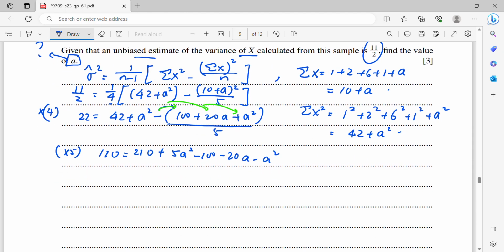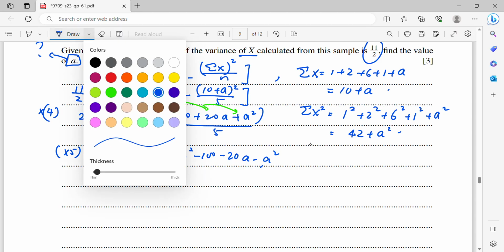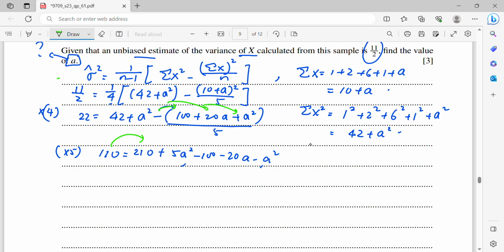Then now I rearrange. Okay, you see here is 5a squared minus a squared. I will be getting positive a squared on the right hand side. So it means that I will move this 110 to the right hand side and get a quadratic equation. So 5a squared minus 1a squared will be 4a squared. Then minus 20a just remains. Then this 110 moved to the right hand side becomes negative. So the negative together with negative 100 will be negative 210. So negative 210 plus this 210 will be 0. So I will just write 0. That equals to 0, right?